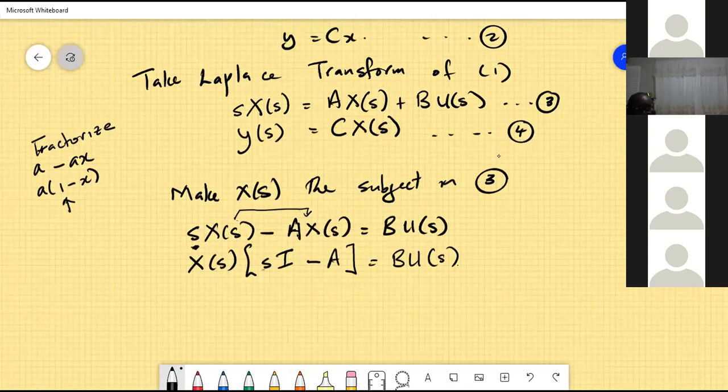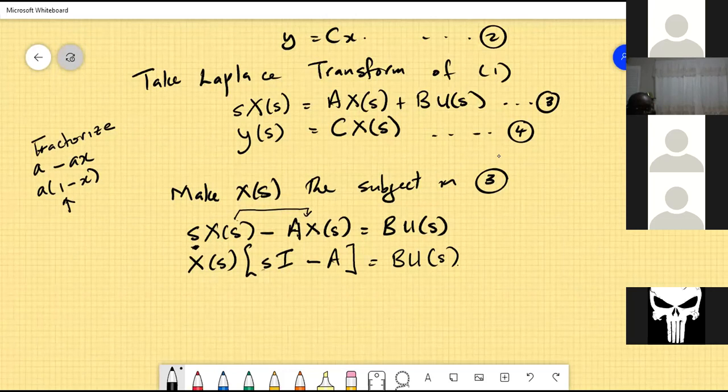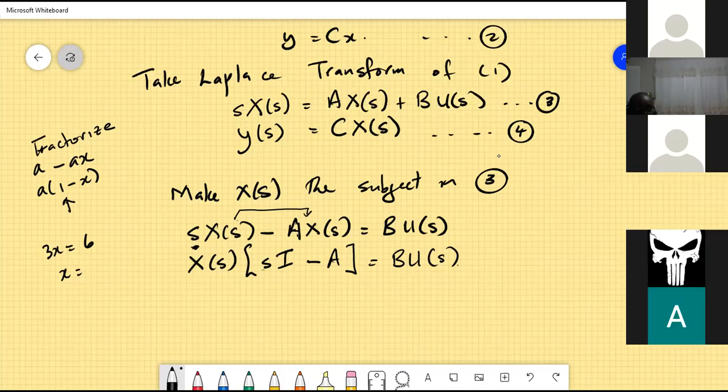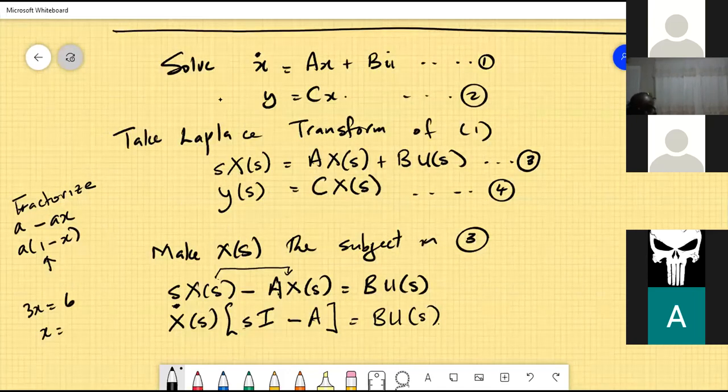We want to make X the subject of the formula. Again, not a trick question, but what is 3x equal to? 3x equals 6, x is equal to what? Sir, can you go back up 1 second? Oh, sir, you get 2. Divide both sides by 3. So I can say x is equal to 6 times 3 inverse, and I get 2.